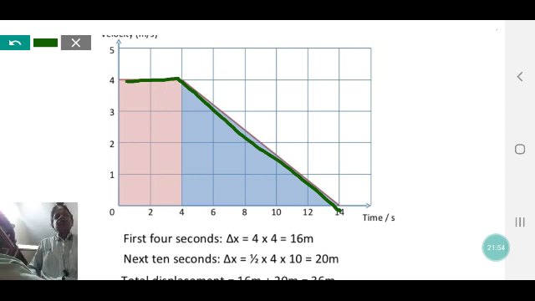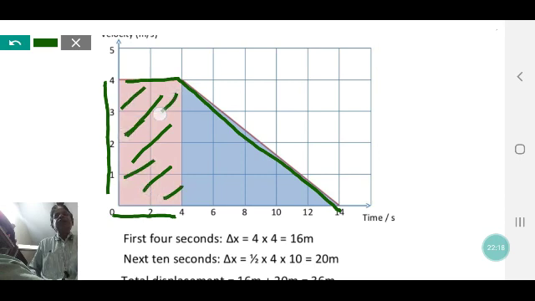Now, for the first 4 seconds, the area covered by the graph, where this is the velocity and this is time. The area of the pink rectangle for the first 4 seconds is 4 into 4, that is 16 meters. That 16 meters is the area, and it gives the displacement of the object in the time interval of 4 seconds.